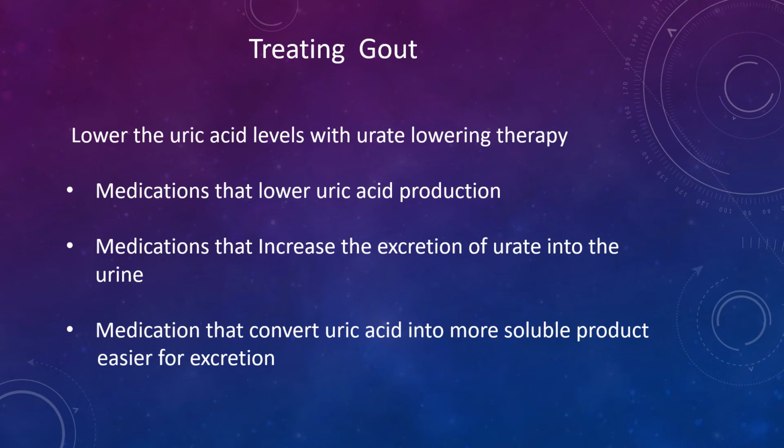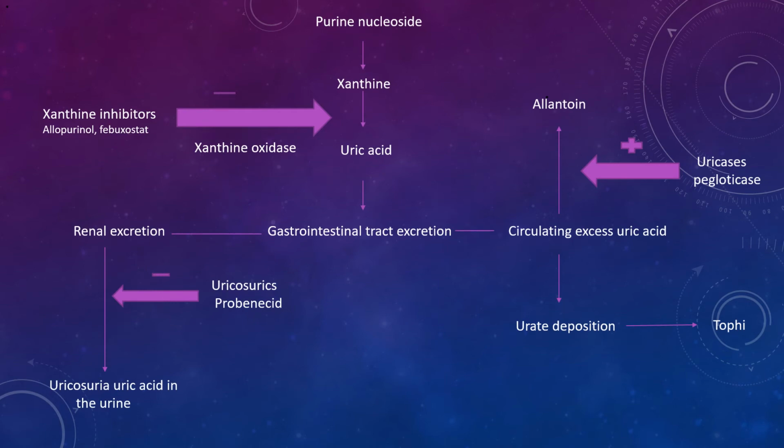We have medications that lower the uric acid production. We have medications that increase the excretion of urate into the kidney, and we have medications that convert it into something else. This is a diagram that pictures the various methods that we use to lower gout.